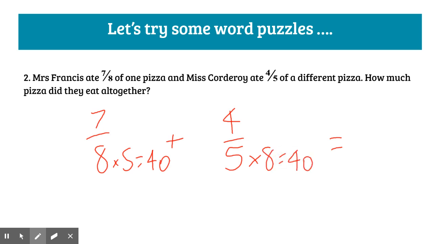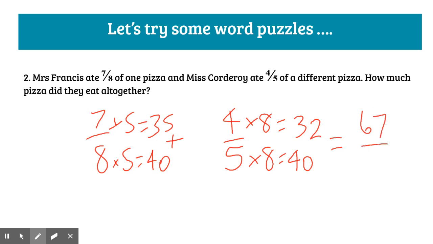Then I'll do the same to the top. 4 times 8 equals 32. And 7 times 5 equals 35. And I add them together. 35 and 32 equals 67 out of 40, which means that we ate a whole lot of pizza. We ate 1, and then we had 27/40ths of the second pizza as well. Good job, Miss Corduroy. Really great.